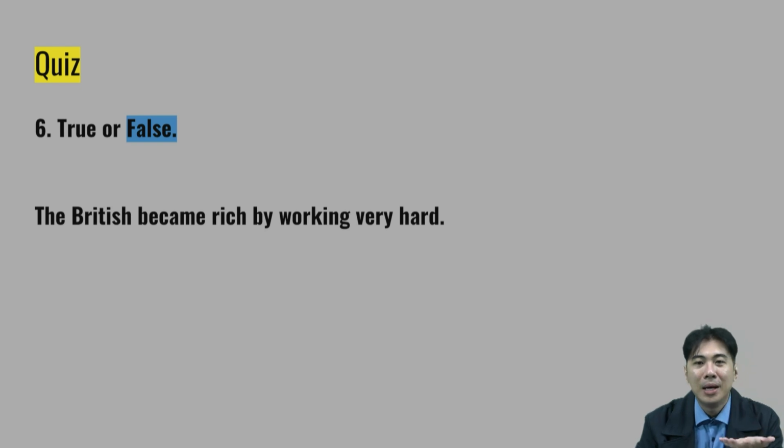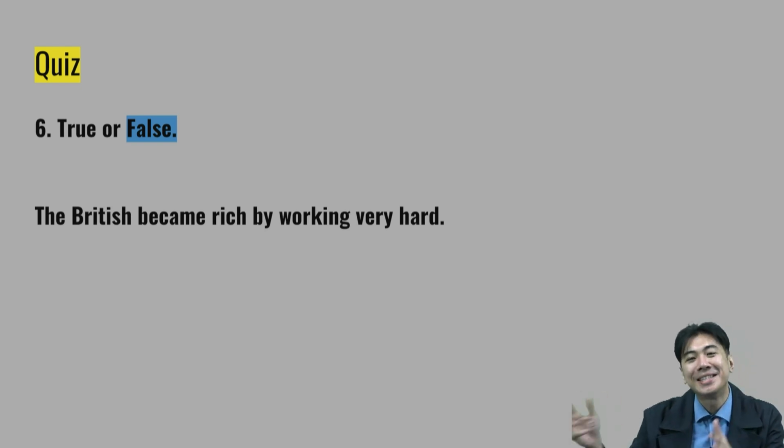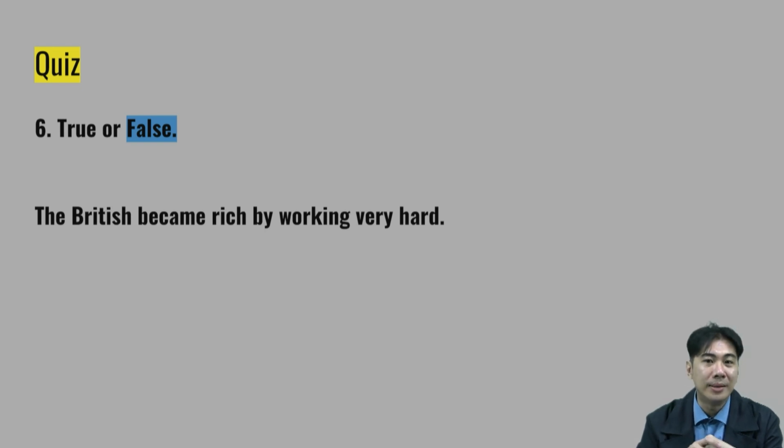False. I mean, I don't know. I guess enslaving a lot of people is hard work, or stealing money is hard work, but no, I think the enslaved people and the people you killed, they worked harder than you. So this idea of working hard, yeah, white people stole a lot from people of color. So it's false.